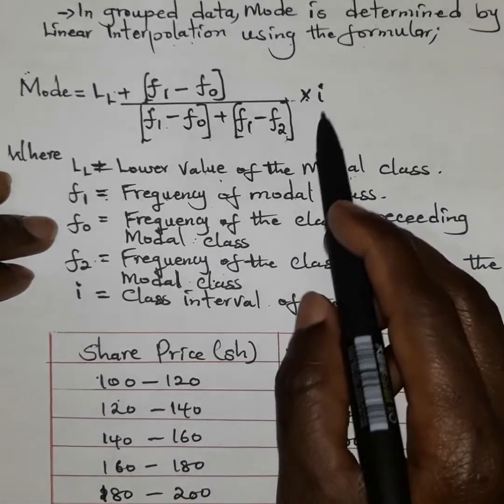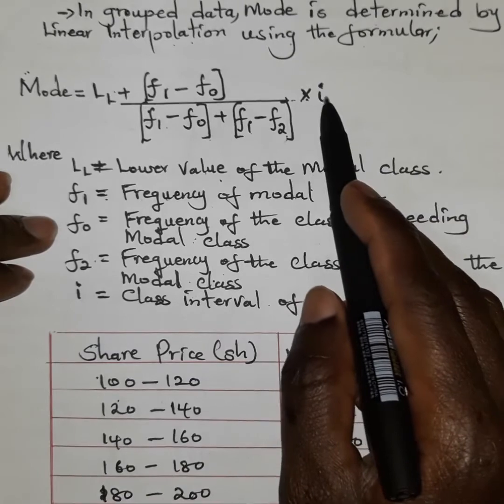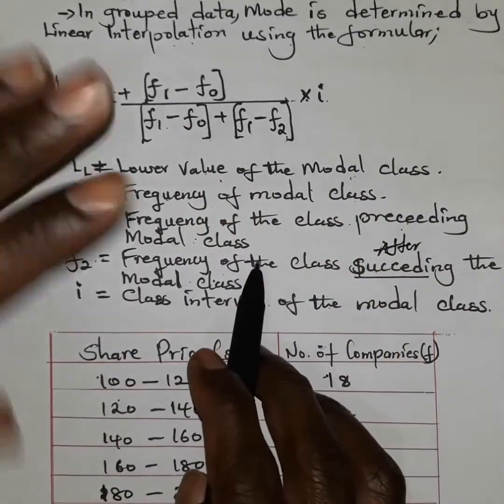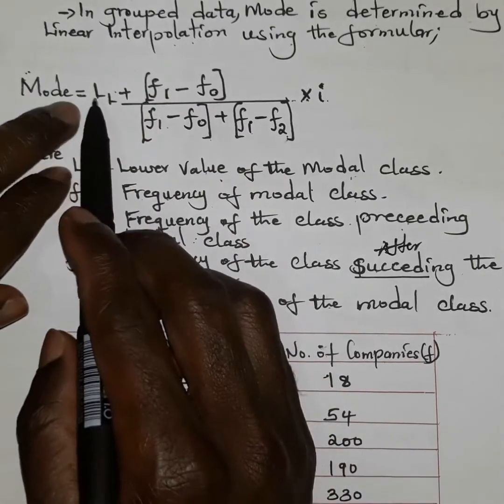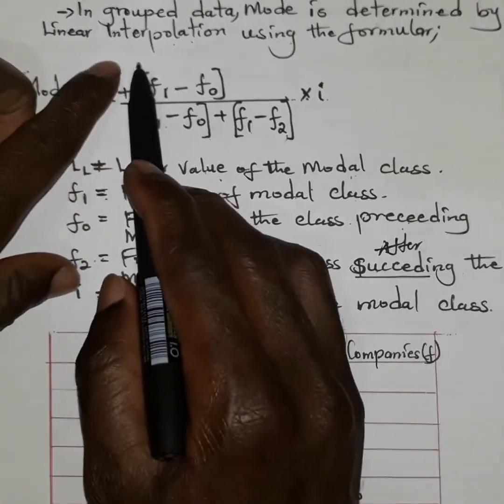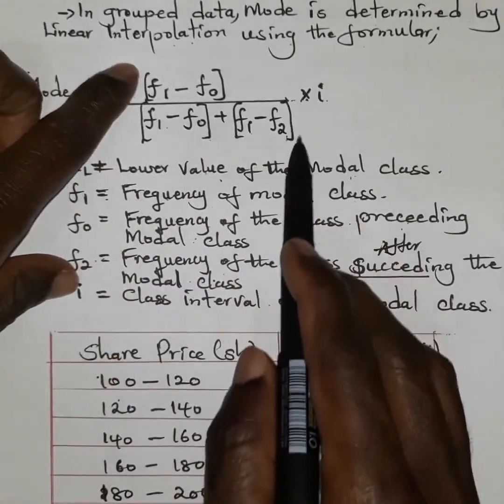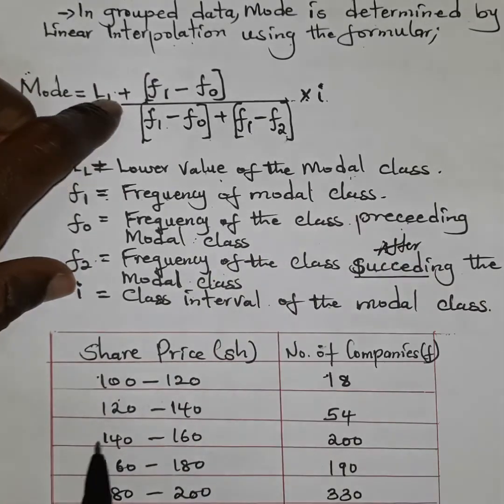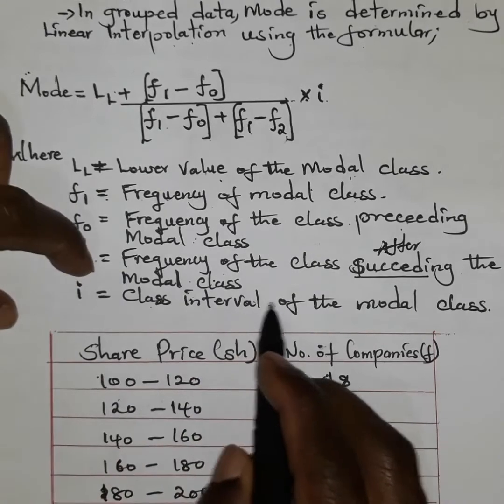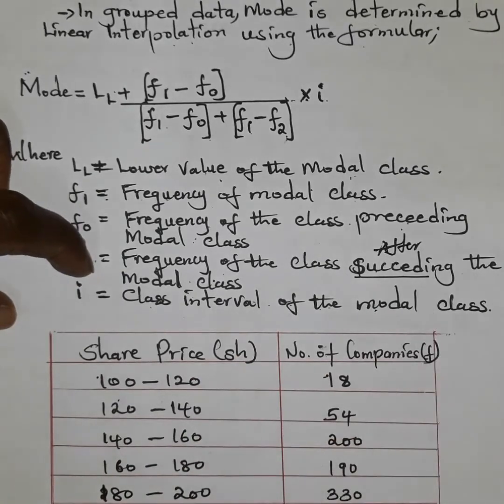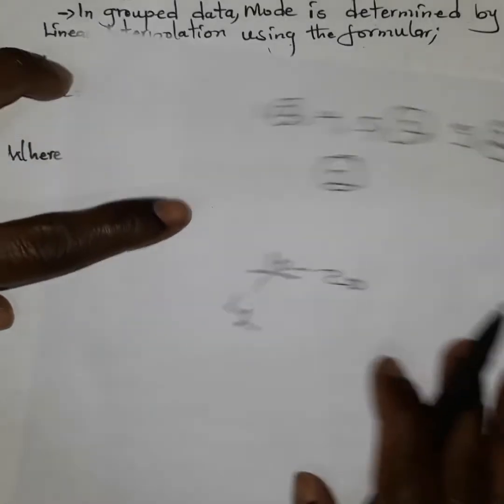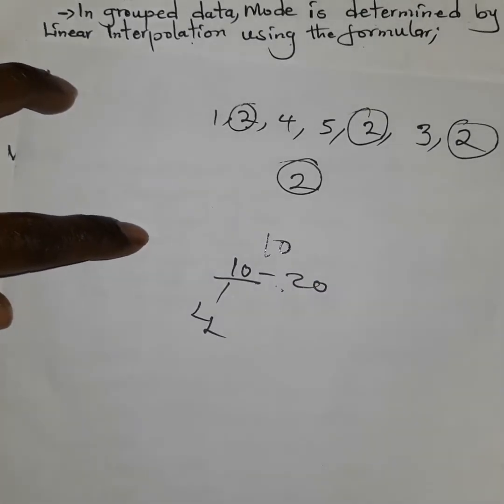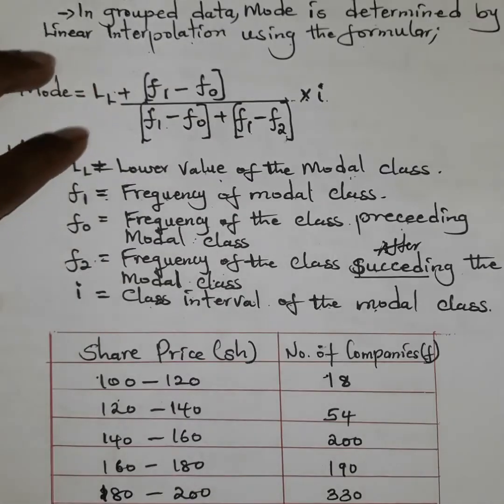Then we have times I. So here we have the value of L, then the value of all of this worked out, times I. And I refers to the class interval of the modal class. For example, the class interval in 10 to 20 should be 10. That is the interval, the difference between the two values.